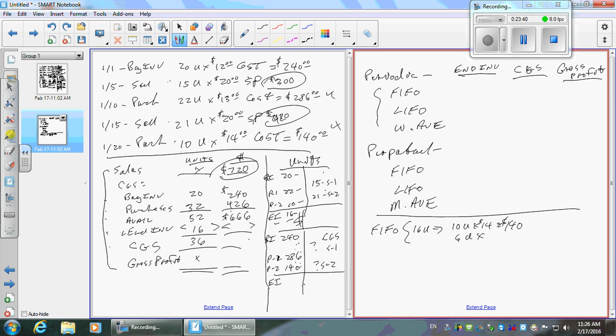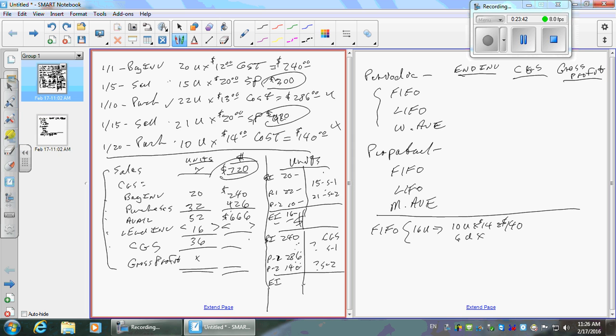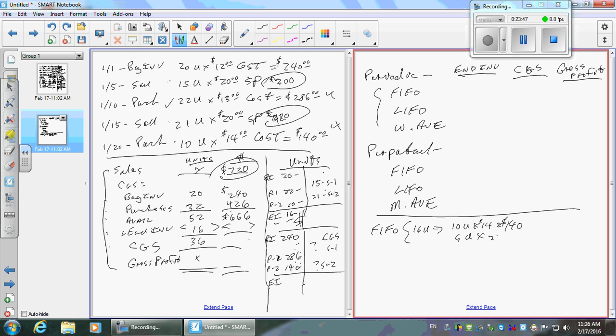What do I do? I go back to the next most recent purchase, which I think would be that one, wouldn't you? 6 times what? 13. Trying to write down the wrong number again. We bought those for 13. Fantastic. $78? Excellent. How about adding the two of them together? 16 units. That cost me 218. Okay, so 16 units, ending inventory. That cost me 218.